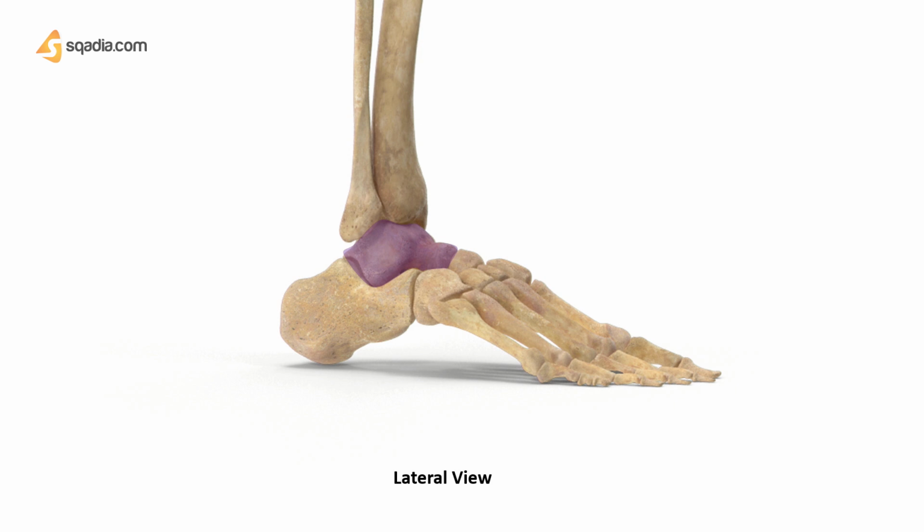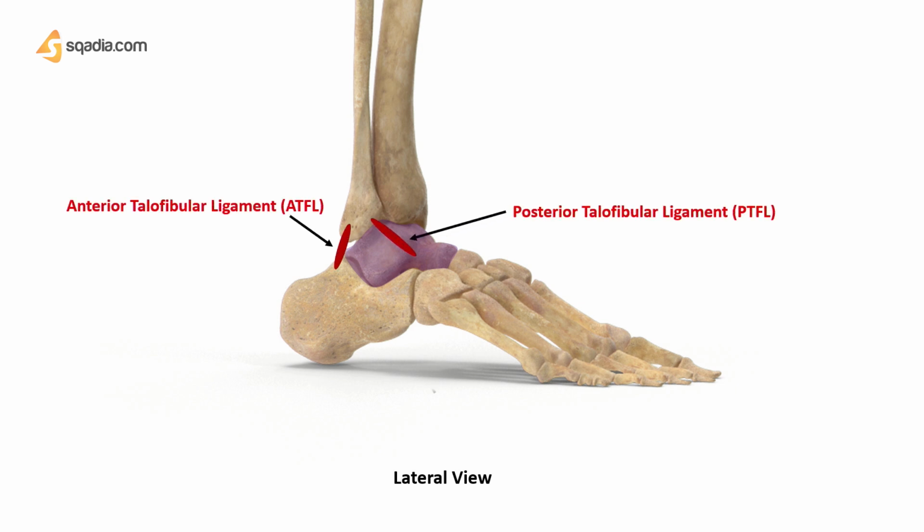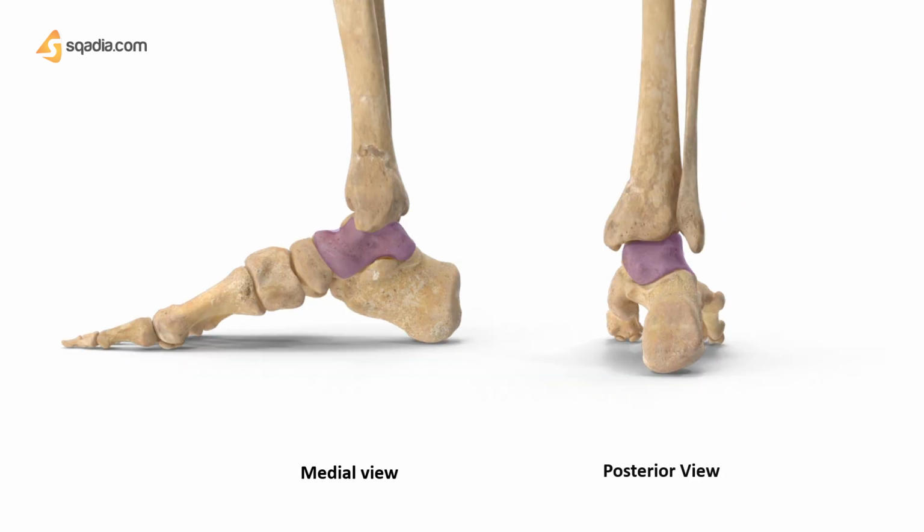The talus bone has no muscular attachments. For stability, ligaments do attach to it in various directions. If we see, the anterior talofibular ligament and the posterior talofibular ligament, along with the calcaneofibular ligament, provide stability to the ankle joint from the lateral side. On the medial side, the talus bone is held by a massive ligament named the deltoid ligament.